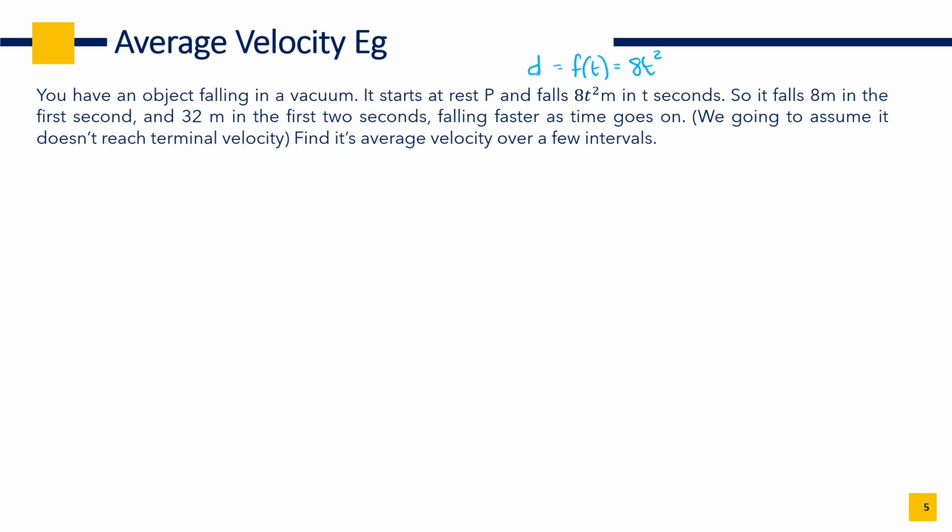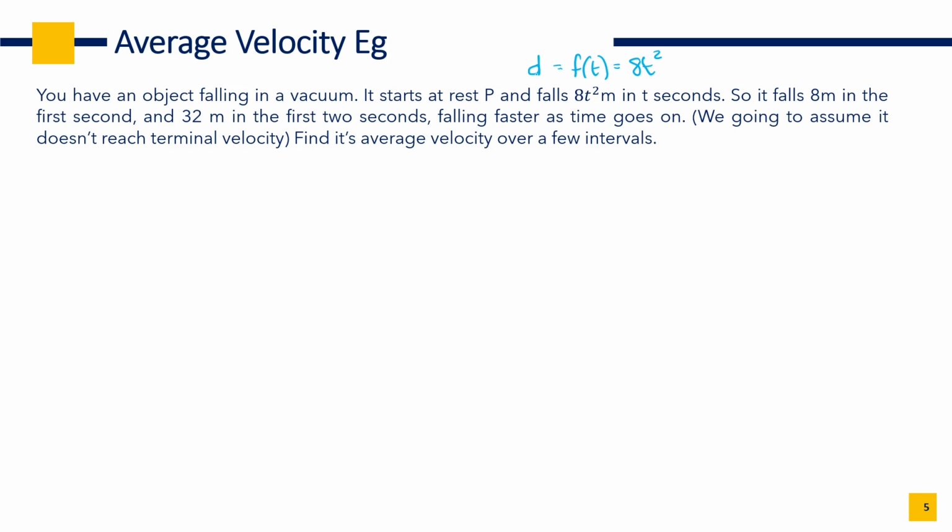We're also going to assume it doesn't reach terminal velocity, again, just to keep things simple for us. And what we're going to do is investigate its instantaneous velocity at 1 second by investigating a couple of average velocities, just so you can see that the average velocity will give you the average in that interval, but it's not necessarily going to be accurate at those endpoints of those intervals or throughout the duration of it. Just the overall, it matches.